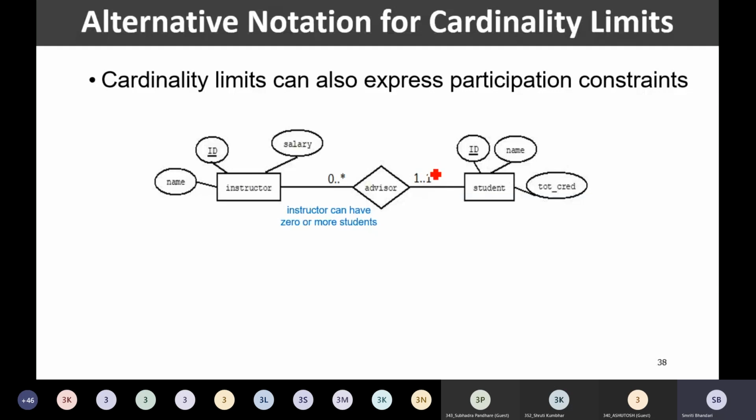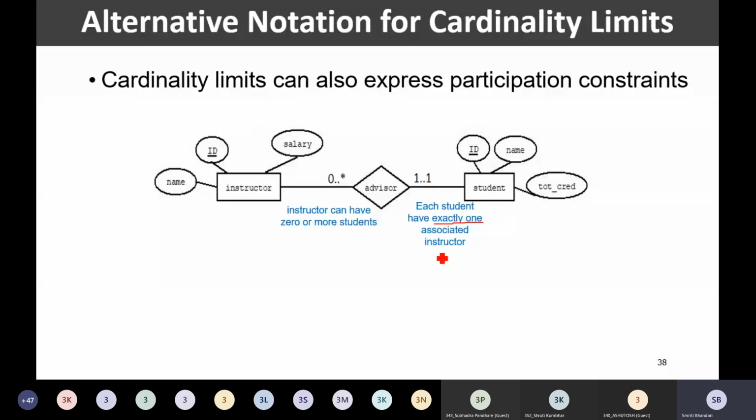So how to interpret this? This can be interpreted like each student has exactly 1 associated instructor. Minimum is also 1 and maximum is also 1. That means exactly 1. So each student has exactly 1 associated instructor. This is how we can interpret such kind of a participation constraint, if the cardinality limits are being provided with such kind of a notation, right?